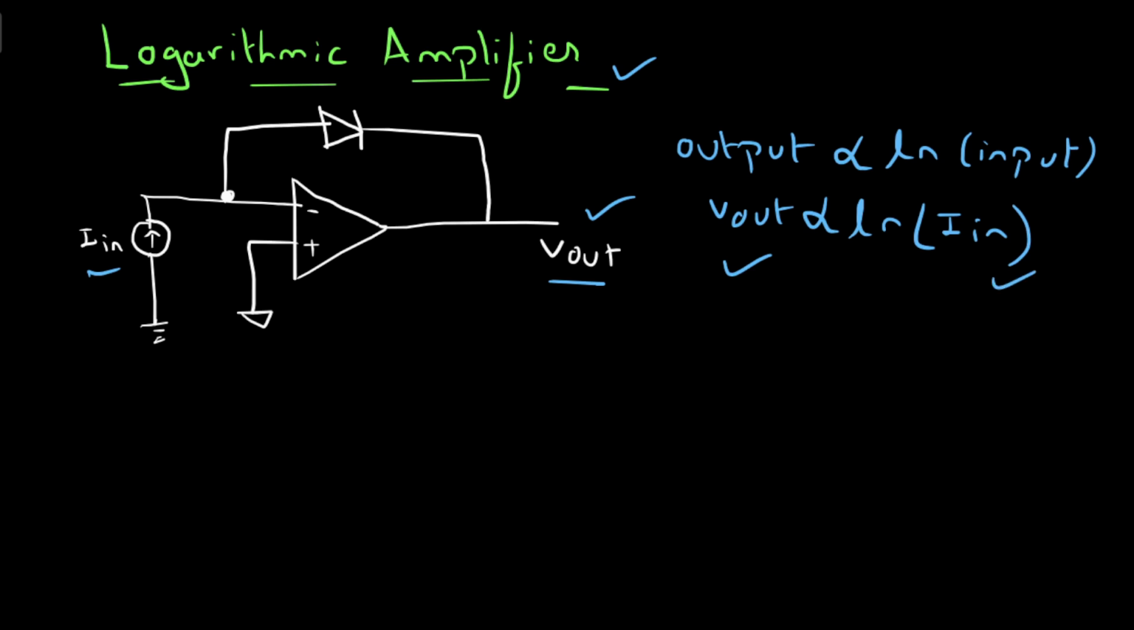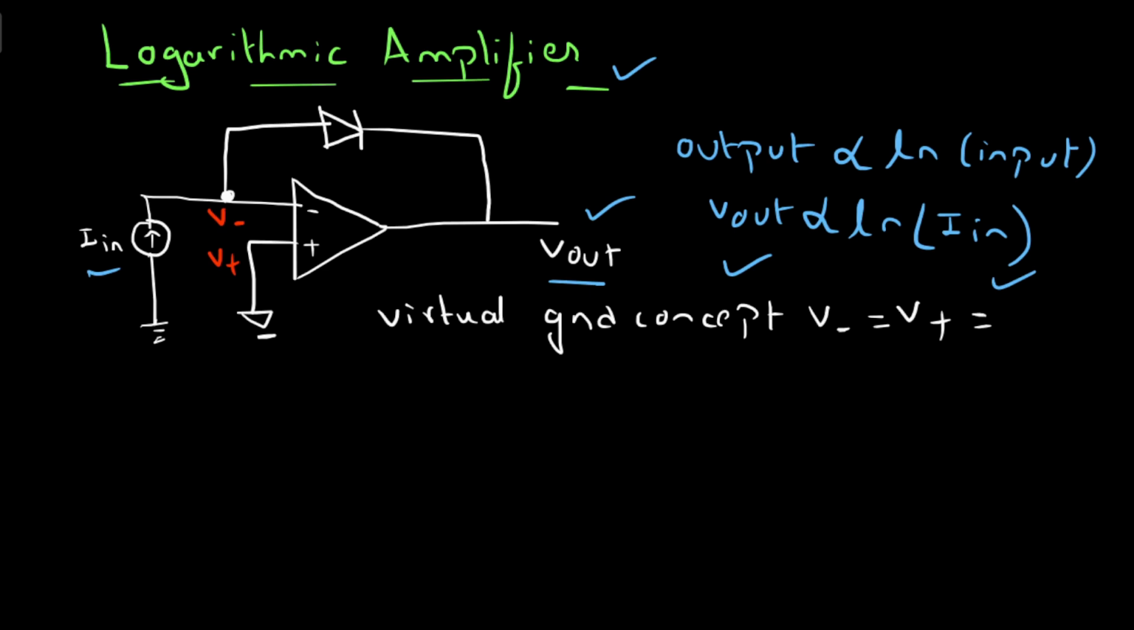Now let us assume the potential at the inverting terminal is V minus, and the potential at the non-inverting terminal is V plus. According to the virtual ground concept, the potential at the inverting terminal is equal to the potential at the non-inverting terminal, where the non-inverting terminal is grounded. It means you have to take V plus equals 0. So according to the virtual ground concept, V minus equals V plus equals 0 for this circuit.